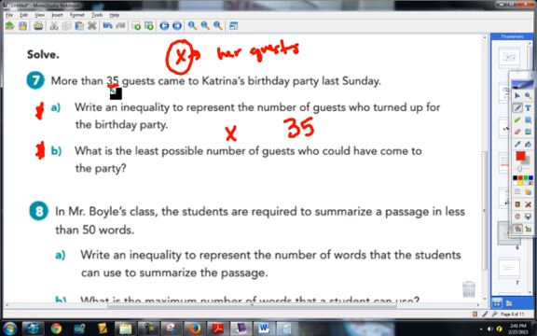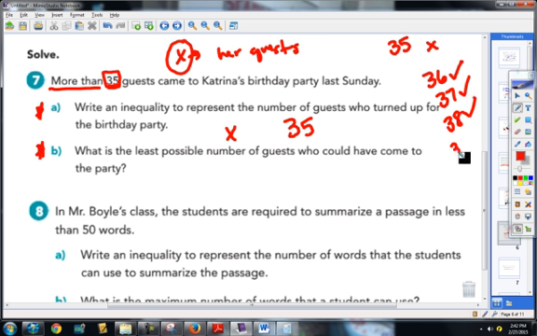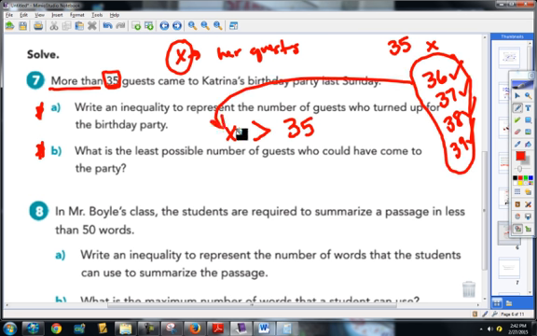Could she have 35 exactly, based on what we're seeing here? Could she have 35 people at her party? No, because it specifically says more than 35. It would have been a different story if it said 35 or more. It says more than 35. So that means 36 people could have come, absolutely. 37 people could have come, 38 could have come, 39, and so on. So this is going to be X greater than, because all of these make that true.